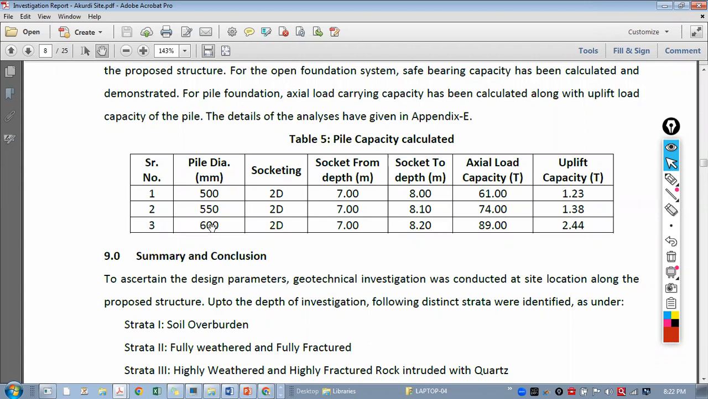If you are using 600 diameter, then it is 2D socketing, and the level of socketing is 7 meters, and the axial load capacity is more for this 600 diameter because the diameter is more, area is more. So what is 2D? Let me discuss with you. 7 meter to 8 meters.